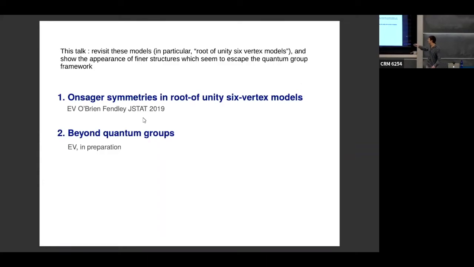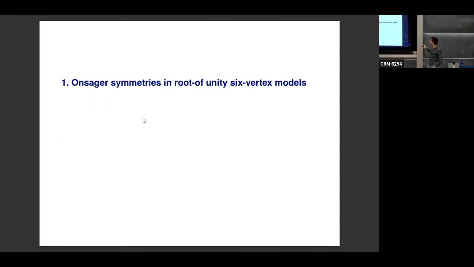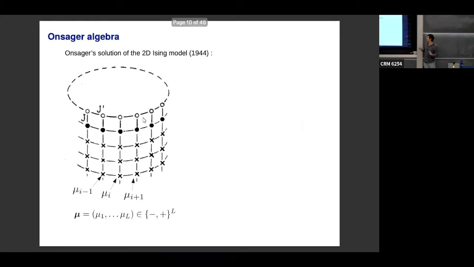And then the second part is more work in progress, but really related to the first part. Okay, so Onsager symmetries in a root of unity six-vertex model. I should say a few words about what I mean by Onsager symmetries or Onsager algebras. We have experts in the room, Pascal in particular, and also in the last talk by Guillaume, q-Onsager was mentioned, but let me just give some really quick recap.